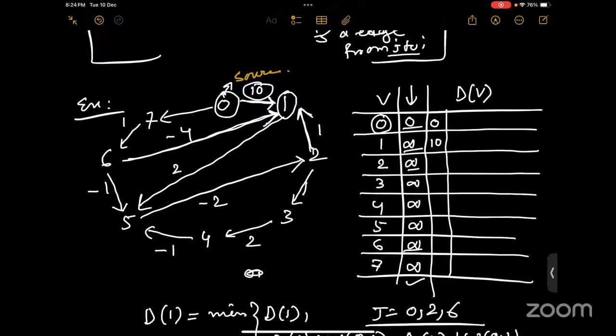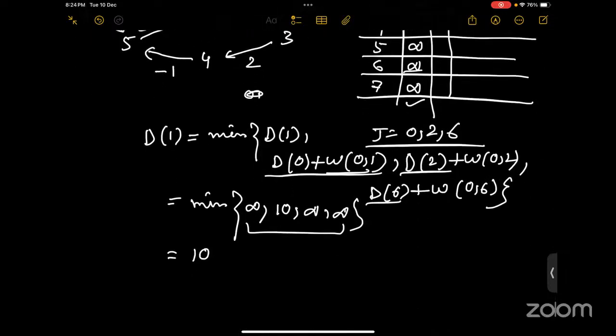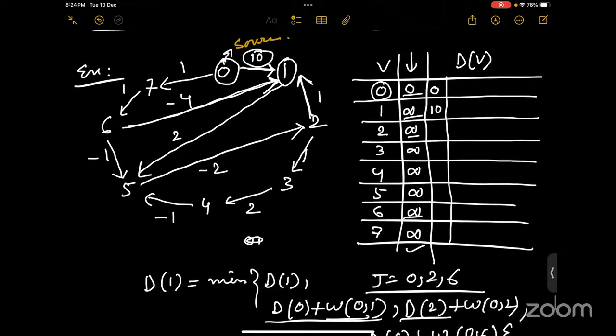I have to check the... Okay. Or let us take it one. We can take anything, so let us just take it one. Okay. So this is how we calculate the distance of 1.